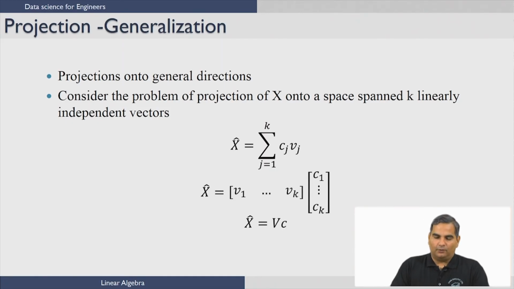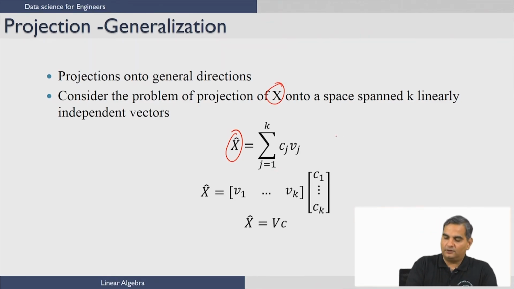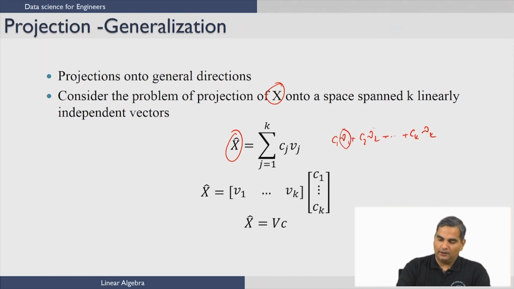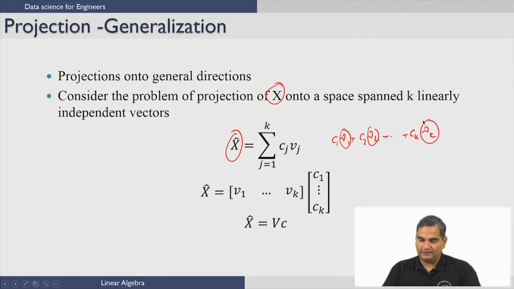As before, since I want to project x onto k linearly independent vectors, I am going to represent that projection as x hat, and because this x hat is in a space spanned by these k linearly independent vectors, I can write this as a linear combination of these k vectors, which is what I have written here. If you expand this, you will get C1 nu 1 plus C2 nu 2 and so on plus Ck nu k. It is important to understand this equation carefully. In this equation, nu 1, nu 2 and nu k are all vectors, and C1, C2, Ck are scalar constants.